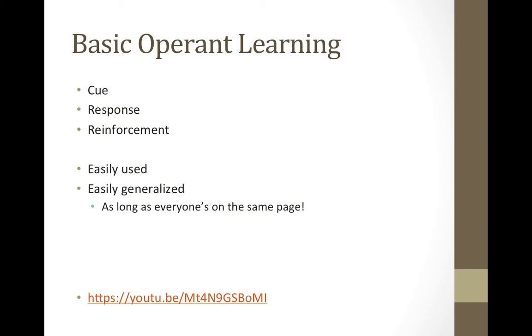Basic operant learning has a cue, so something you say or do that is the antecedent to the behavioral response that you're looking for, the response, and then the reinforcement is provided immediately. It's easy to use, and it's also easily generalized as long as everyone's on the same page, which is good.